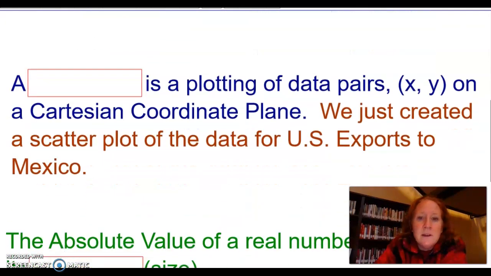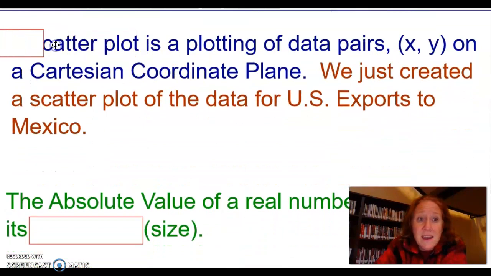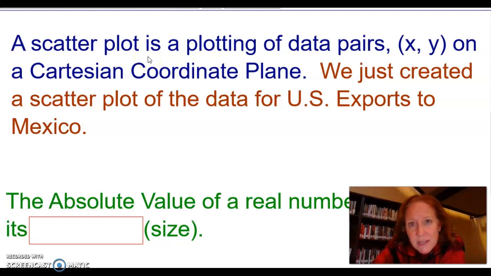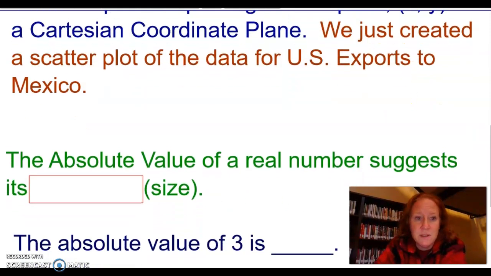Okay, so a scatter plot is just when you plot a whole bunch of points. You do not connect the dots on a scatter plot. You usually do a line of best fit. Now, here's where it's very important.